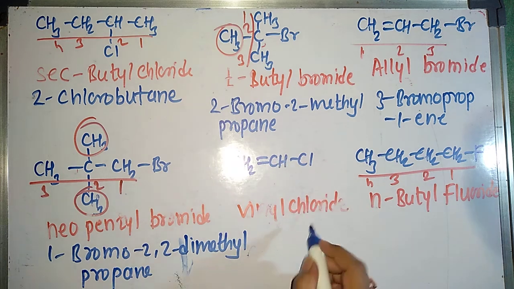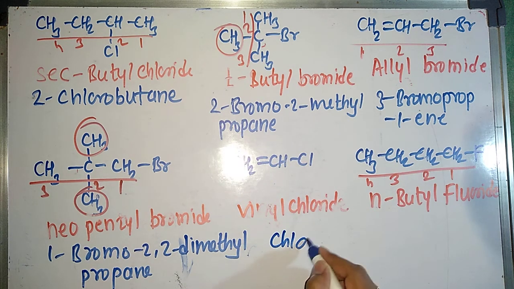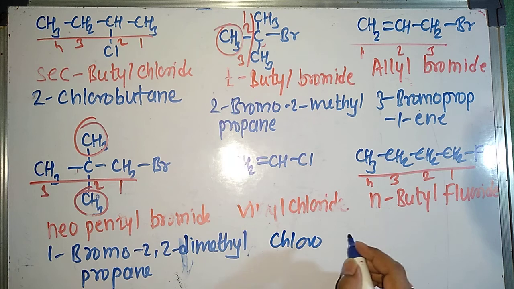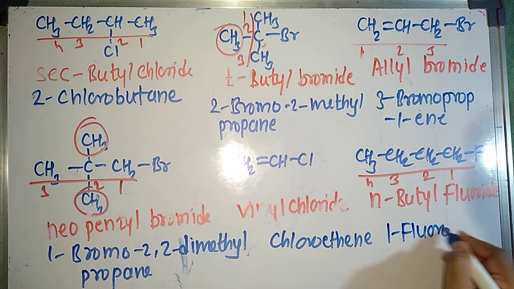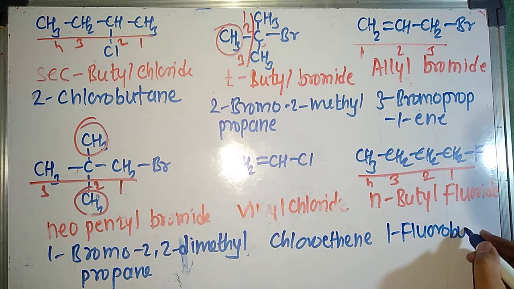Now in this case I'm having a chlorine atom, so I will write here chloro. CH2=CH means it is an alkene. The 2-carbon alkene is ethene, so it will become chloroethene. In the same way, we are having fluorine at the first position, so the name will become 1-fluoro. The longest carbon chain contains 4 carbon atoms, so the alkane will be butane. 1-fluorobutane is the correct IUPAC name of this compound.